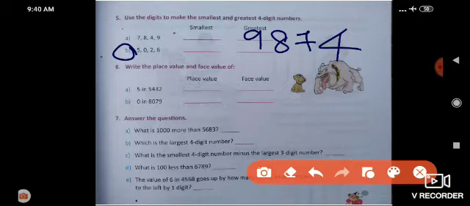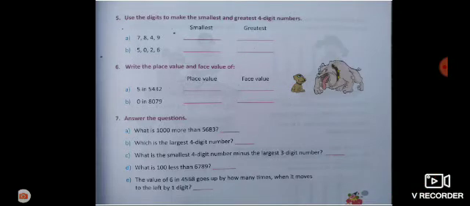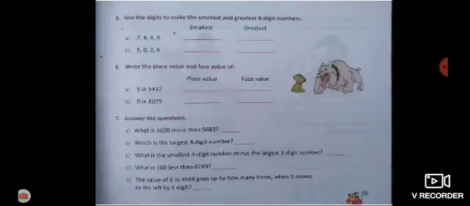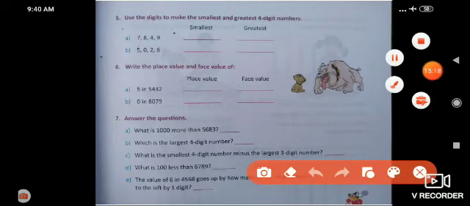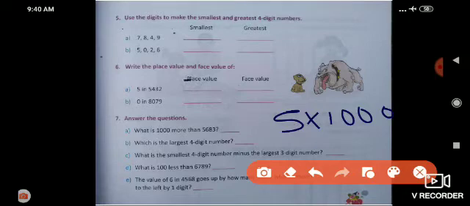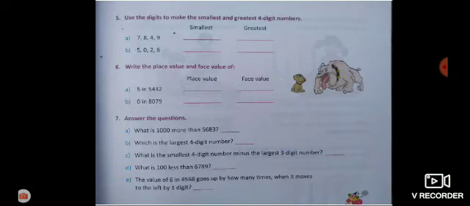The digit is in which place? You see, the 5 is in which place? Ones, tens, hundreds, thousands place, right? So you have to do 5 into 1000. What is the answer? 5000. Or you can write it as a word also. Then face value is 5. The same number 5. Face value is 5 only.